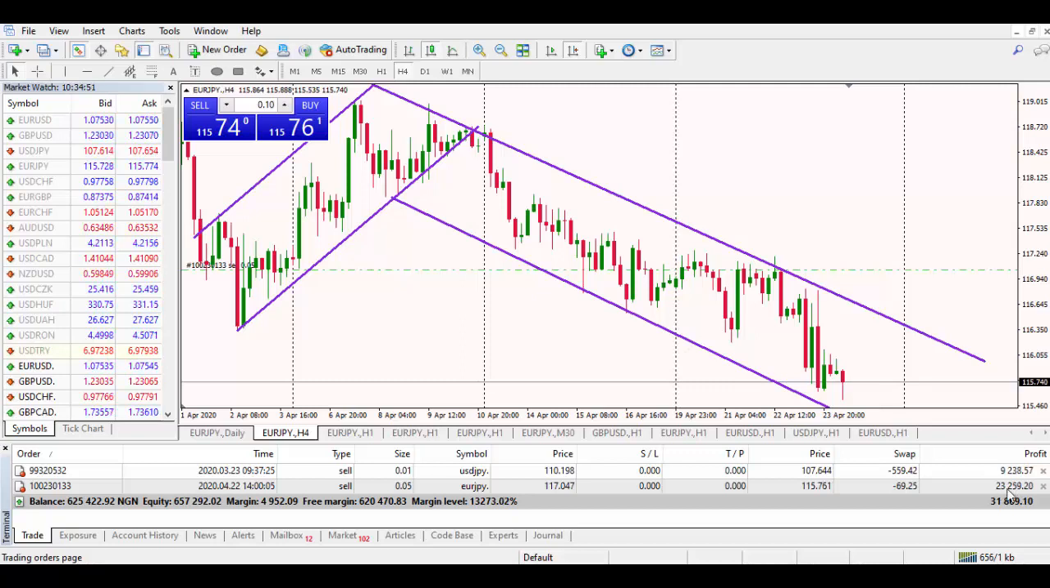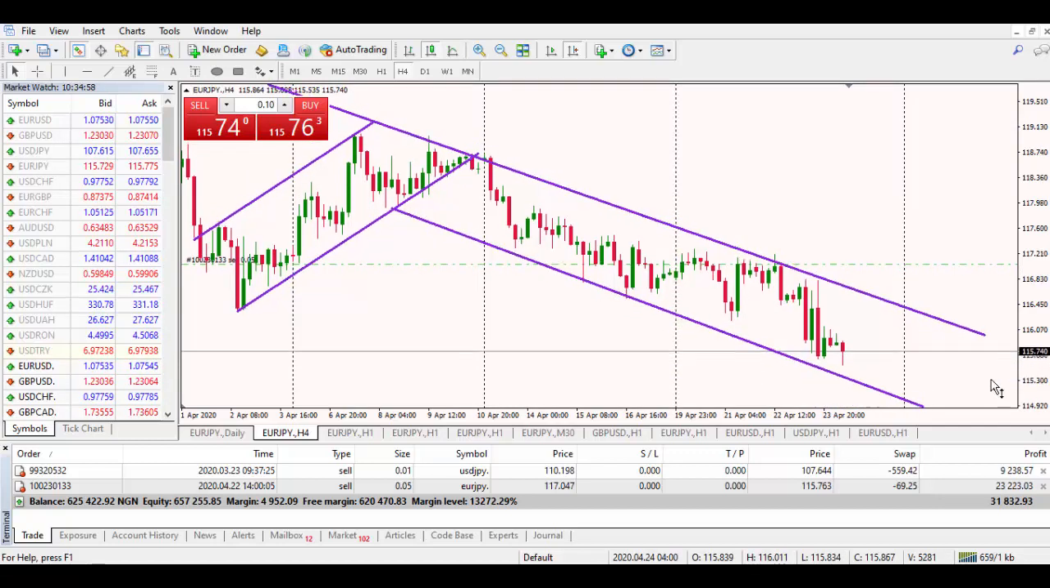So we're still on this 4-hour time frame. It is approaching the dynamic support again on our channel. It is doing that right now, so we expect a bounce off the dynamic support. We're expecting a bounce off the dynamic support on the daily time frame, and we're also expecting a bounce off the dynamic support on the 4-hour time frame. So let's see what we're expecting on the 1-hour time frame.